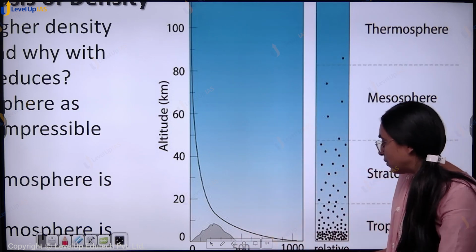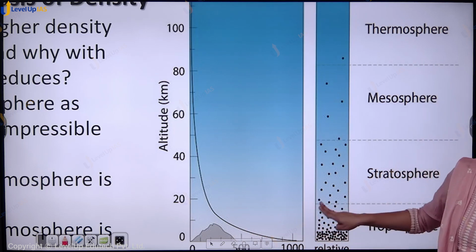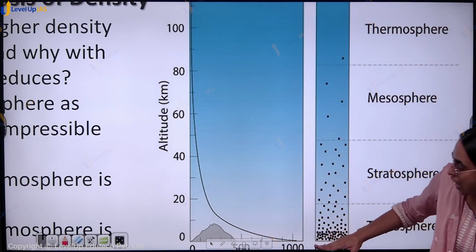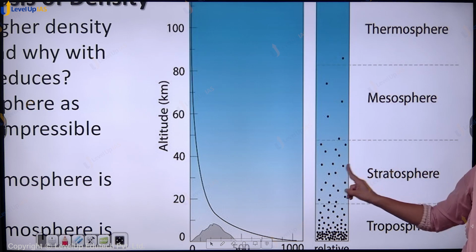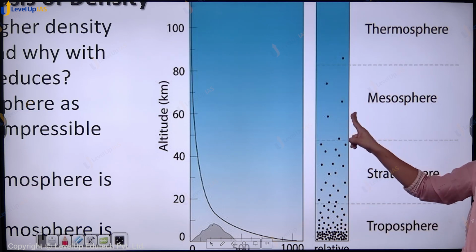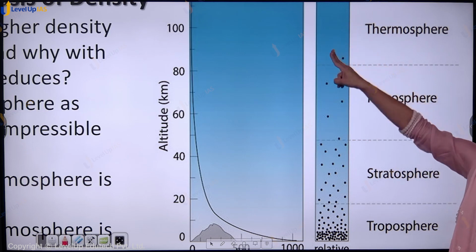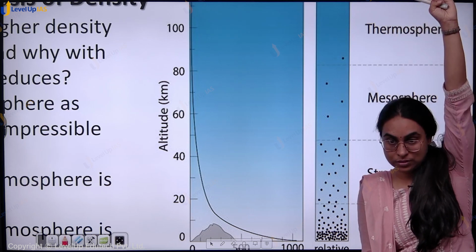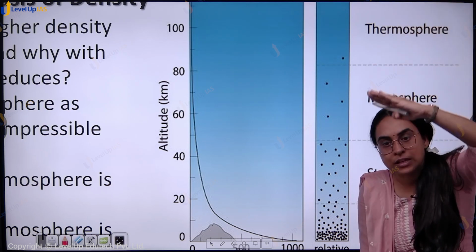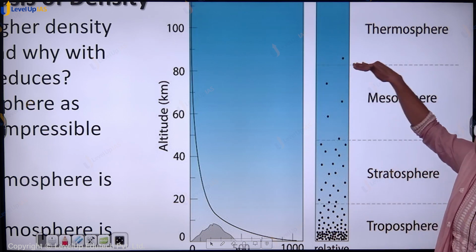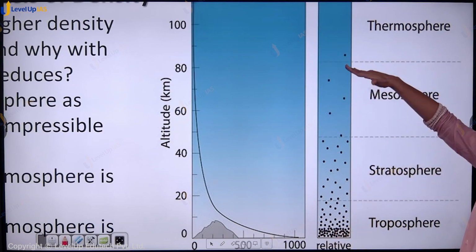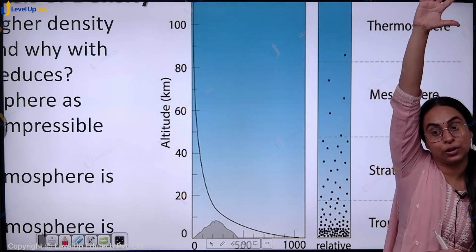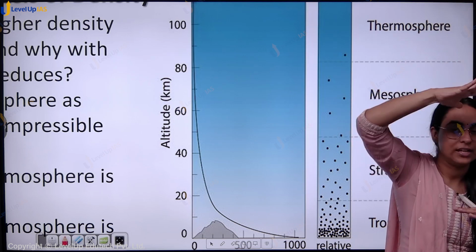So what happens because of compression? There are more air molecules near the Earth's surface. As you move away from the surface, there are fewer air molecules, and as you move further up, very few. The atmosphere can extend up to thousands of kilometers, but 99% of the atmosphere is within 80 kilometers. Much of the atmosphere is in the lower layers.